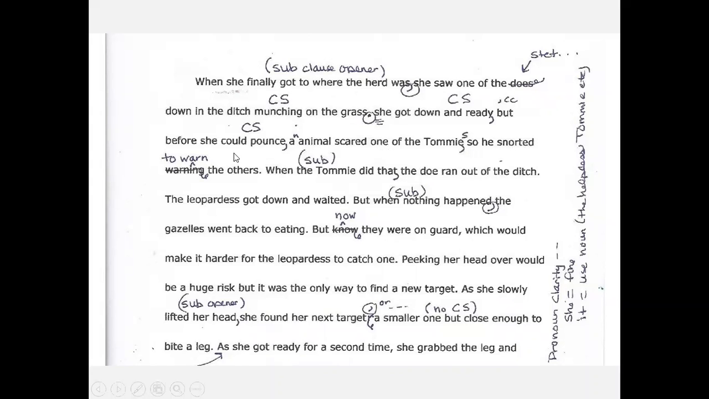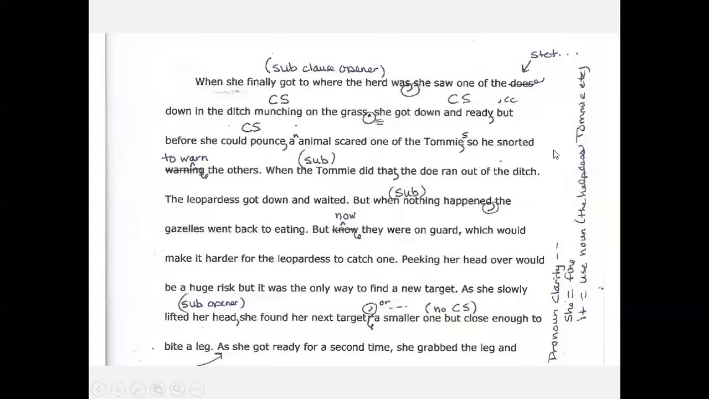And then she has another illegal join. So he snorted to warn the others. This is a triple compound. It's a fantastic sentence, but the punctuation needs work, right? So she got down and ready, comma, but before she could pounce, an animal scared one of the Tommies, comma, so he snorted to warn the others.